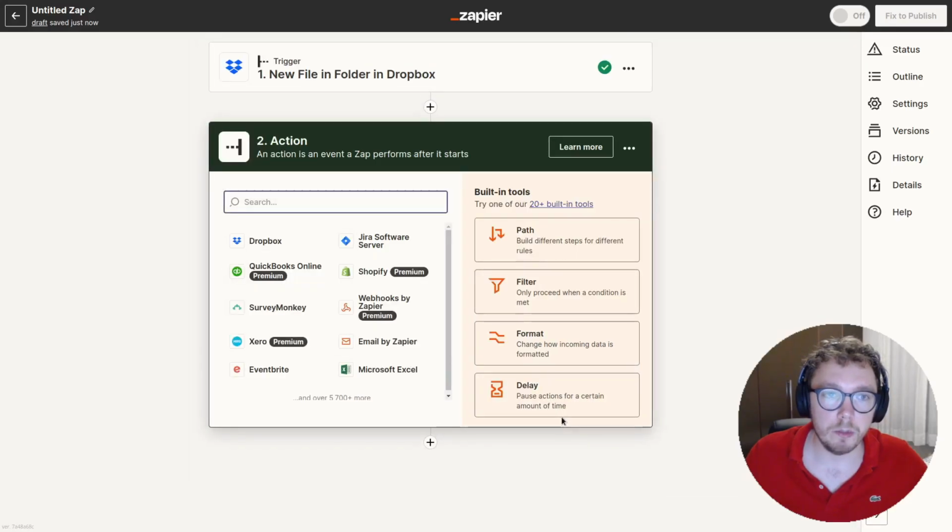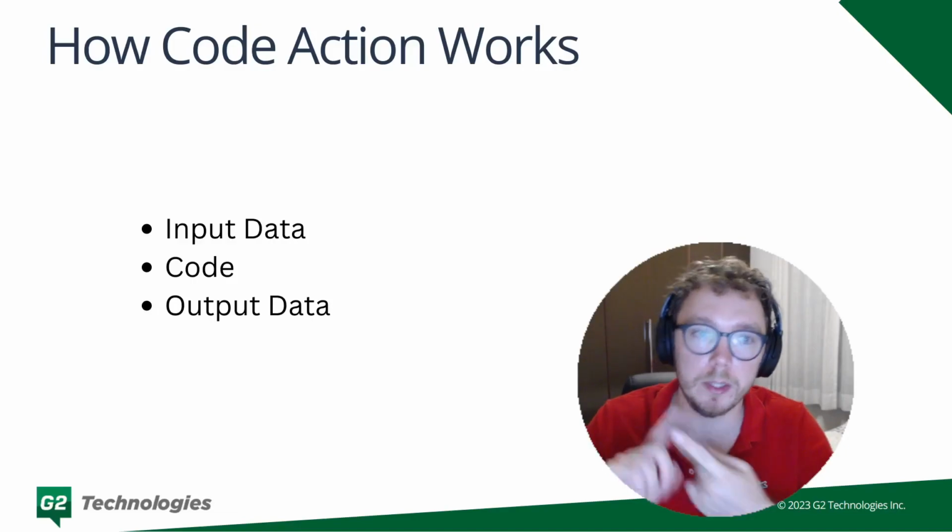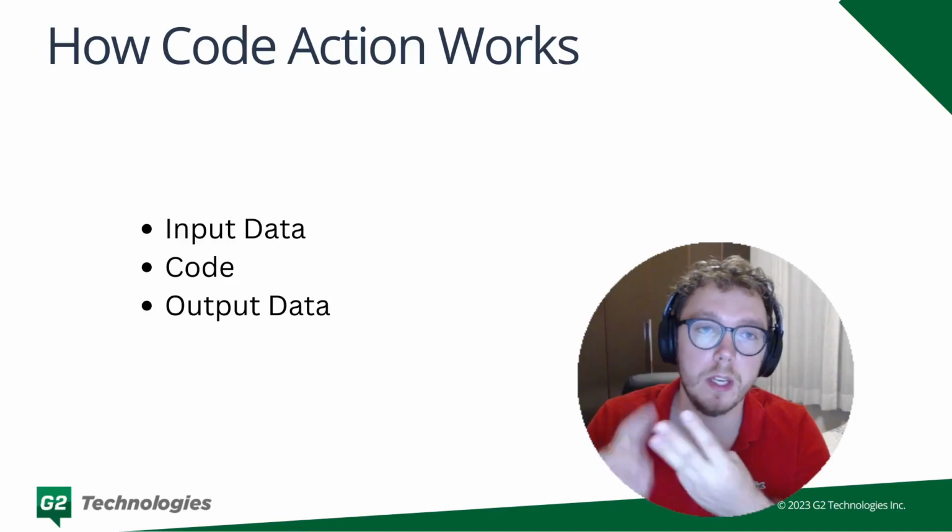The next action that we want to cover is the code action. I'm going to run quickly through how the code action works, and then we'll get to configuring. Before we jump into how the code is going to be set up to parse, I want to quickly dissect how the code action works within Zapier. There are three main components: input data, the code itself, and the output data.